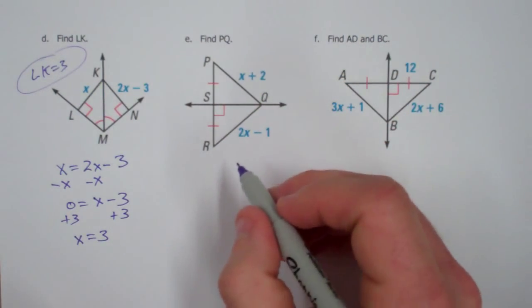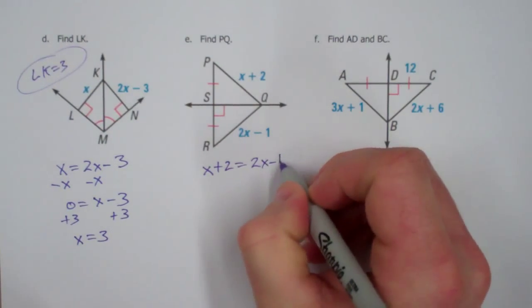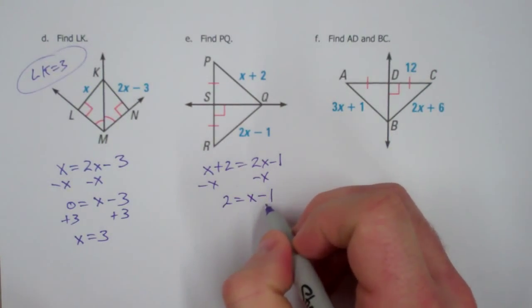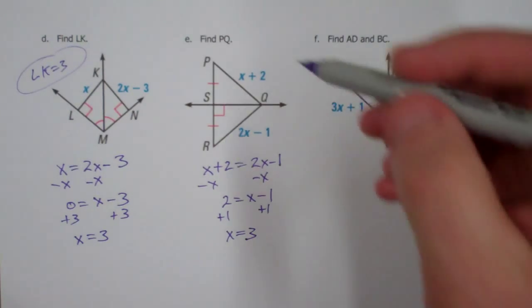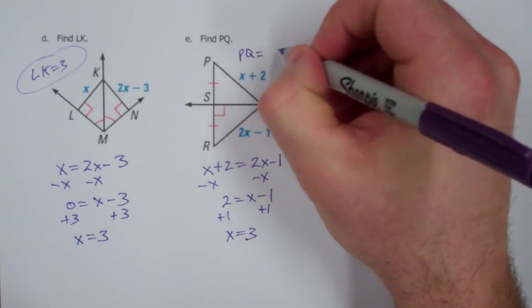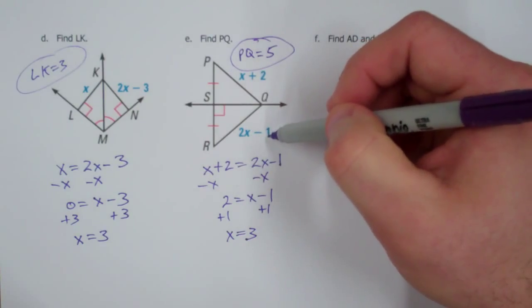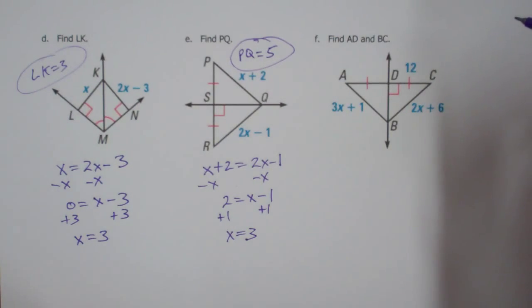PQ here is going to be congruent to RQ, so we can set x plus 2 equal to 2x minus 1. We'll subtract x from each side and add 1. So we think x will be 3. To find PQ, we'll just take 3 plus 2. So PQ is 5. 2 times 3 is 6, minus 1 is also 5. And RQ would be the same length as PQ.